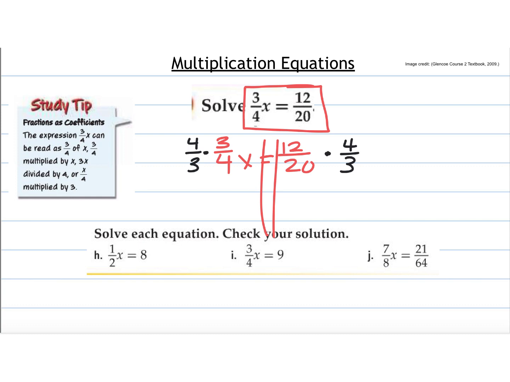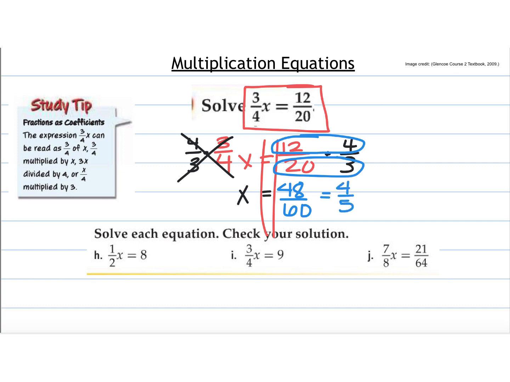I already have a fraction that I'm multiplying by, so I don't need to add a 1 under it or anything. So we know that 3/4 times 4/3 is 1, which would be 1x, so that just leaves us with x. And then we have 12/20 times 4/3. Remember, when we multiply fractions, we go straight across and multiply that way. So 12 times 4 is 48, and then 20 times 3 is 60. And if we divide, I know that 48 and 60 can both be divided by 12, and it would simplify then to 4/5.